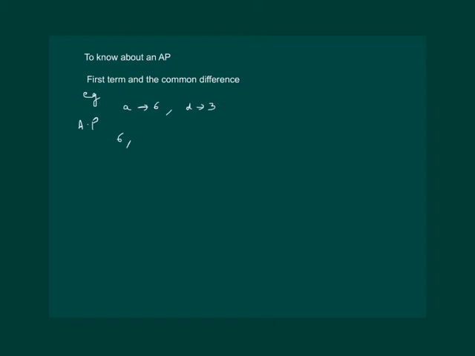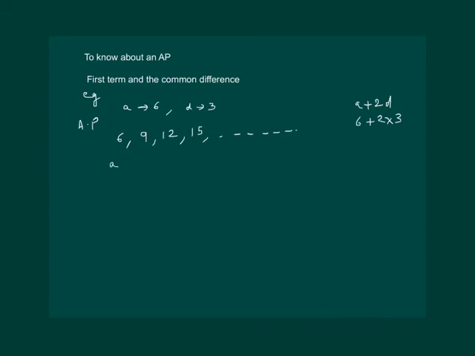a plus d, that is 6 plus 3 is 9. a plus 2d will give us the third term, that is 6 plus 2 into 3, that is 12. Fourth term will be a plus 3d, that is 15, and so on.